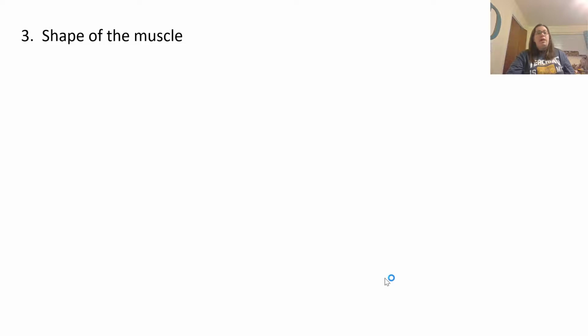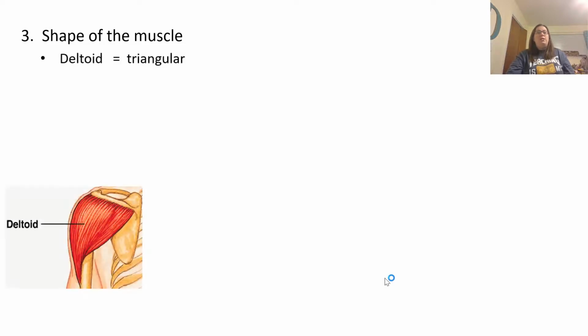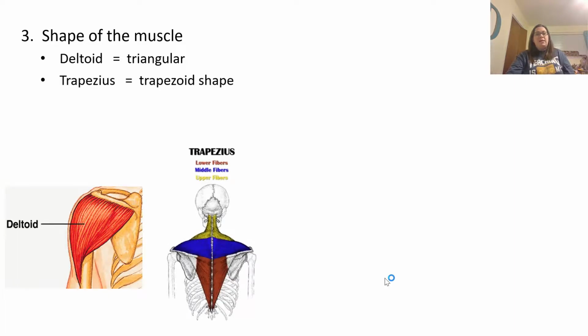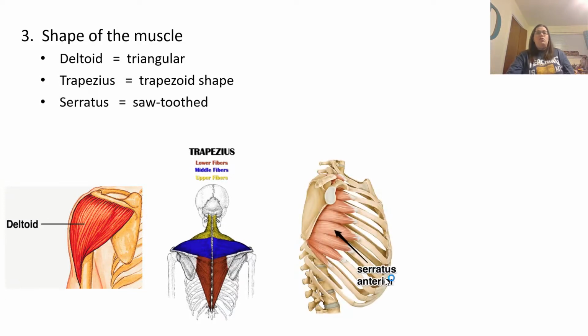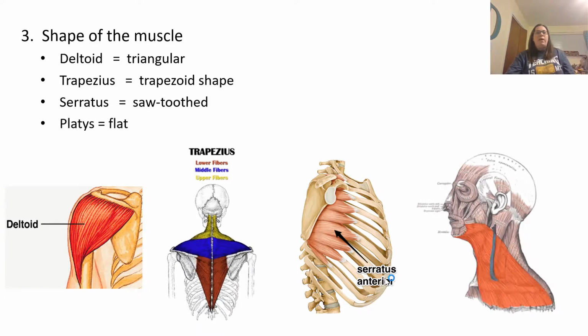Muscles could also be characterized by their shape. So the deltoid has a triangle shape to it. Okay, so you can see here the deltoid. A trapezius has a trapezoid shape, thus giving it its name. Serratus looks like a sawtooth, like one of those serrated knives, like a saw. And then we have platys. Platys means flat. So this is a flat muscle that runs in your neck.